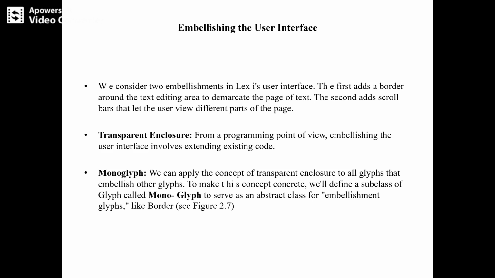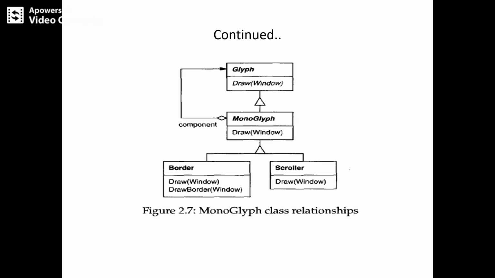For example, we have seen a border. A monoglyph stores a reference to a component and forwards all the requests to it. That is the monoglyph class relationship, shown in the next diagram. So this is the diagrammatic representation of the monoglyph class relationship.